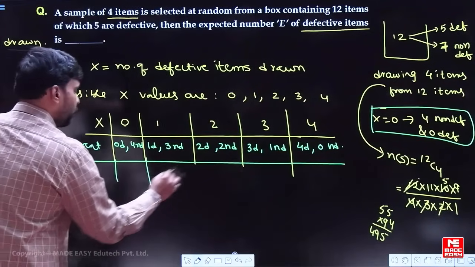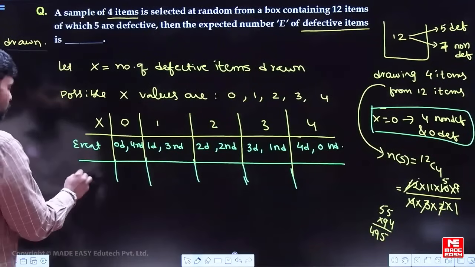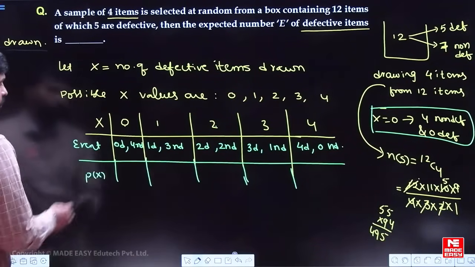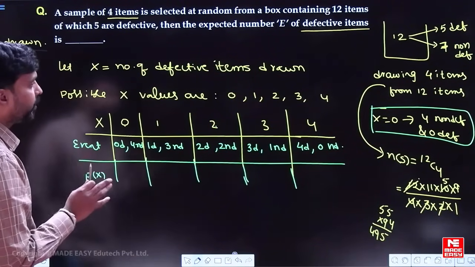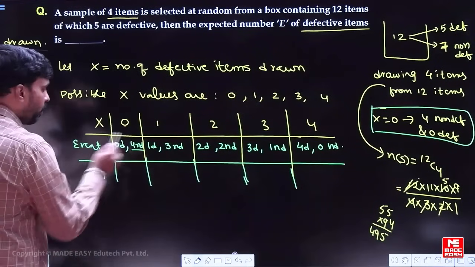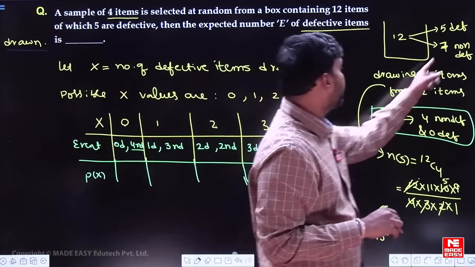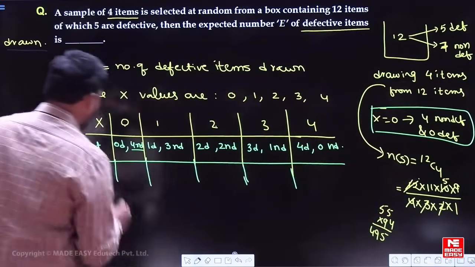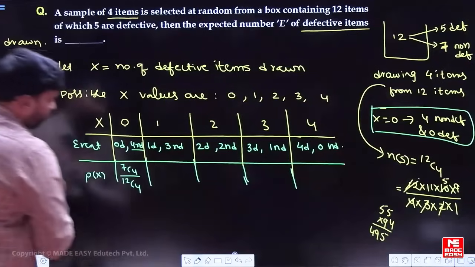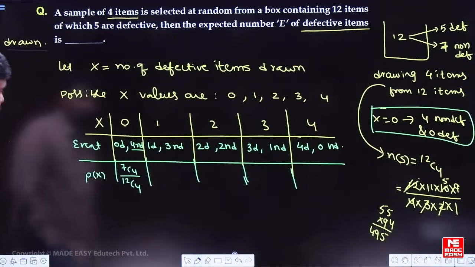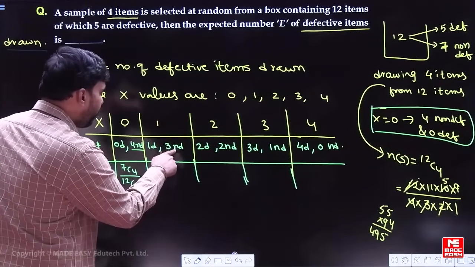So for x equal to 0, x equal to 1, x equal to 2 and x equal to 3, let me take the probability of this one. In this case 0 defective है ना, तो 0 defective का मतलब है, 4 non-defective items are drawn. How many totally non-defective items are there here? 7. So I can say this is 7C4 by 12C4. Now in this case 1 defective and 3 non-defective.